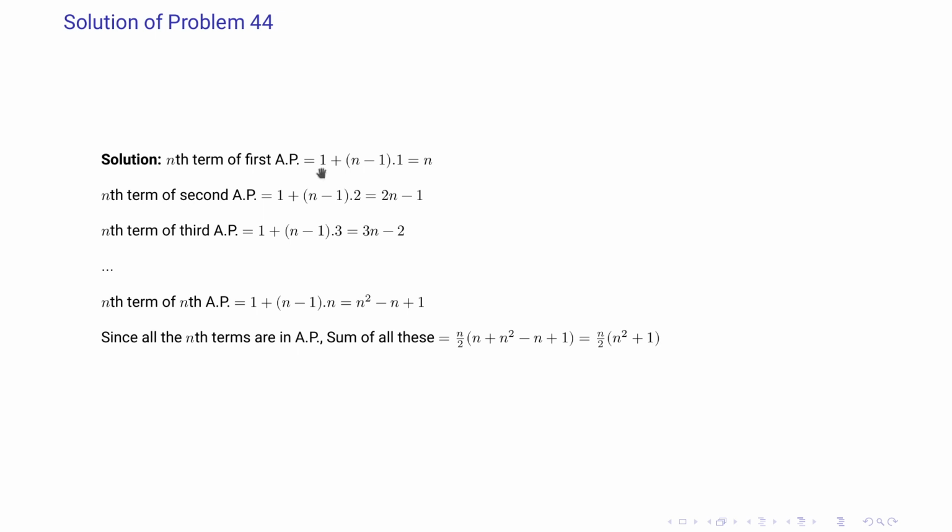So the nth term of the first AP would be n, the nth term of the second AP would be 2n minus 1 because the common difference is now 2. For the third, it would be 1 plus (n minus 1) into 3, that is 3n minus 2. And for the nth AP, it would be n square minus n plus 1. So the sum of this AP would be the number of terms by 2 multiplied with the first term, that is n, plus the last term. So that is equal to n by 2 into (n square plus 1).